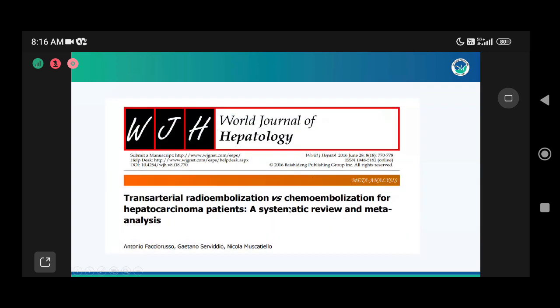So TARE versus TACE in hepatocellular carcinoma showed that compared to TACE, there is a significant quality of life improvement, whereas overall survival is not statistically significant, but numberwise it is more.